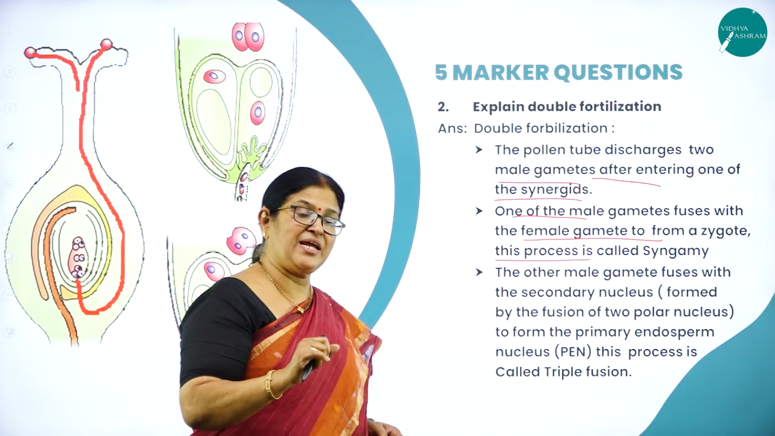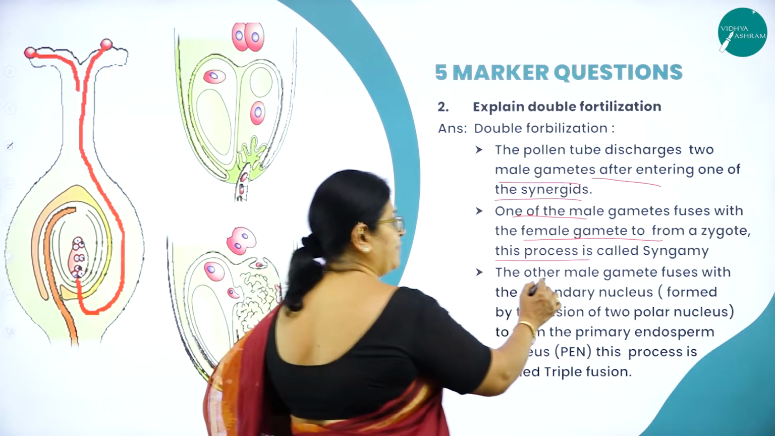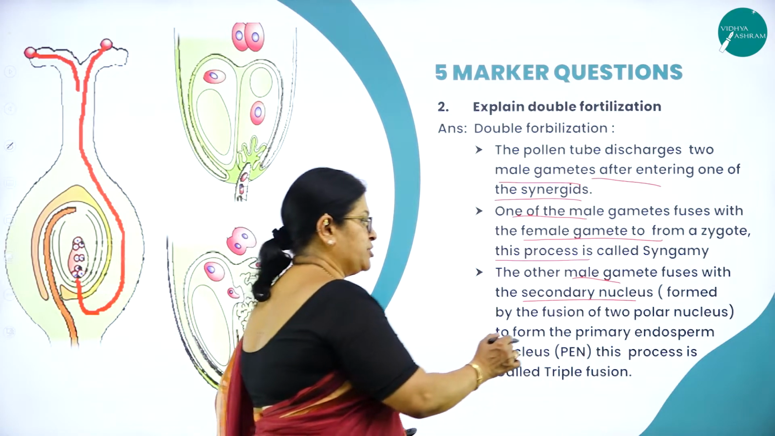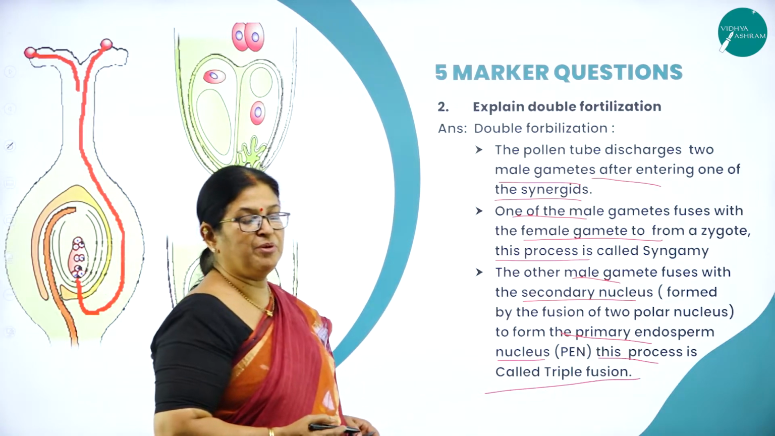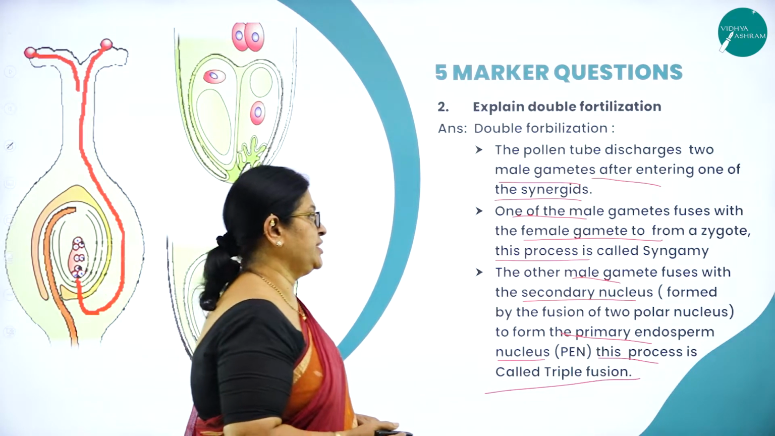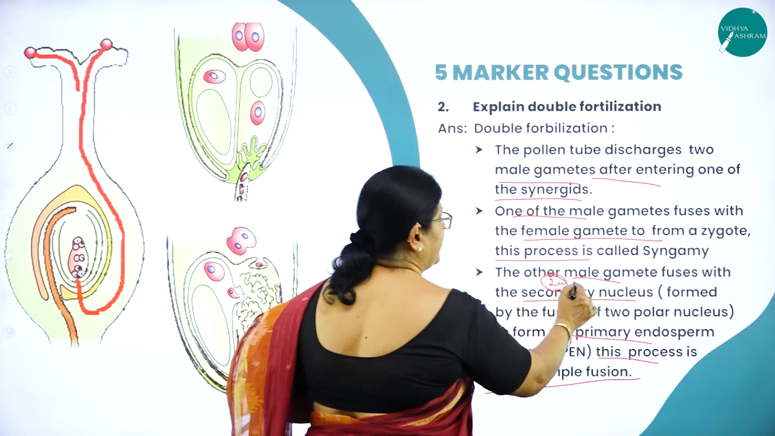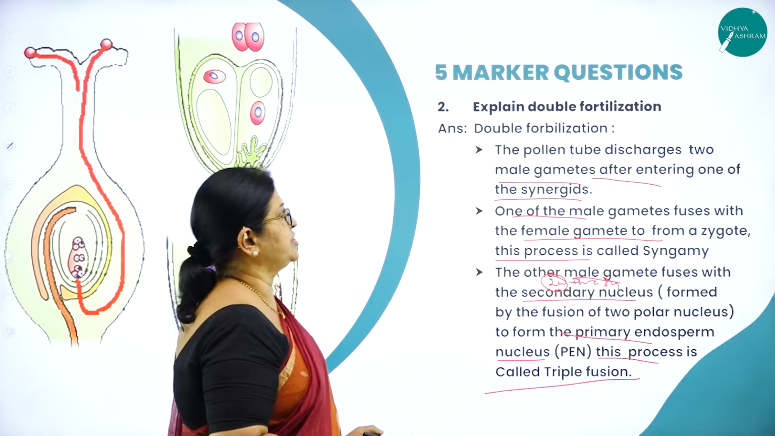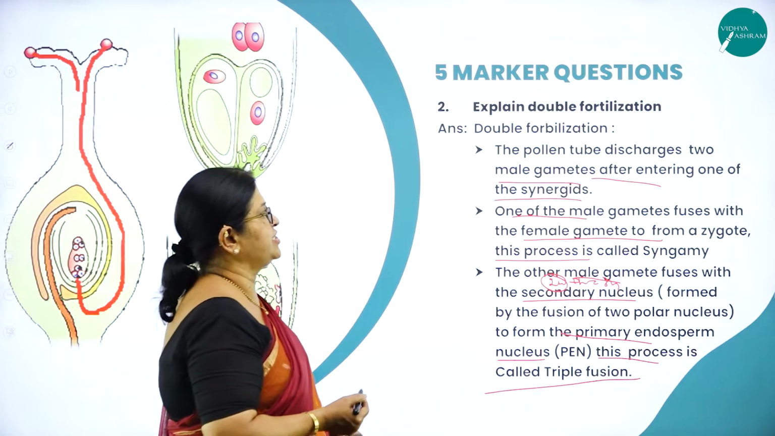So one of the male gametes fuses with the egg cell to form a zygote, and the other male gamete fuses with the secondary nucleus to form the primary endosperm nucleus. So this whole process, you call it as double fertilization and triple fusion. As we know, the secondary nucleus will be 2n and one of the male gametes is n, so it will be 3n. So hence you call it as what? Triple fusion. So you need to explain the process of double fertilization.